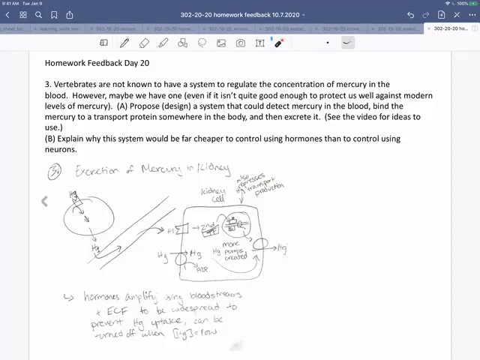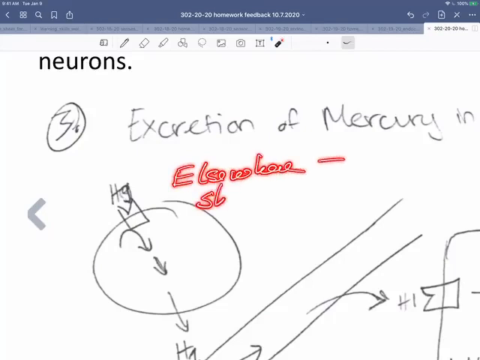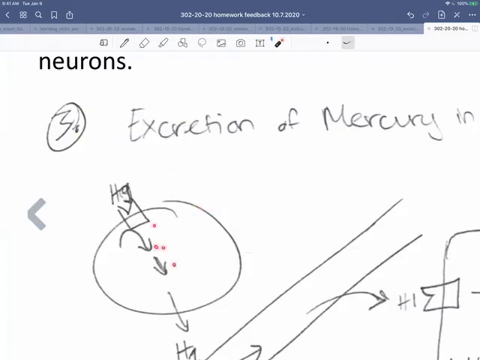This particular person has used a hormone, which is what I had in mind, but you could do it without it. So here's mercury binding to a receptor. That receptor has a second messenger pathway. This person had done something which is fine elsewhere. They had shown second messenger pathways and secretion of vesicles, release of vesicles. So they didn't need to do it again here. Those steps I already knew they knew.